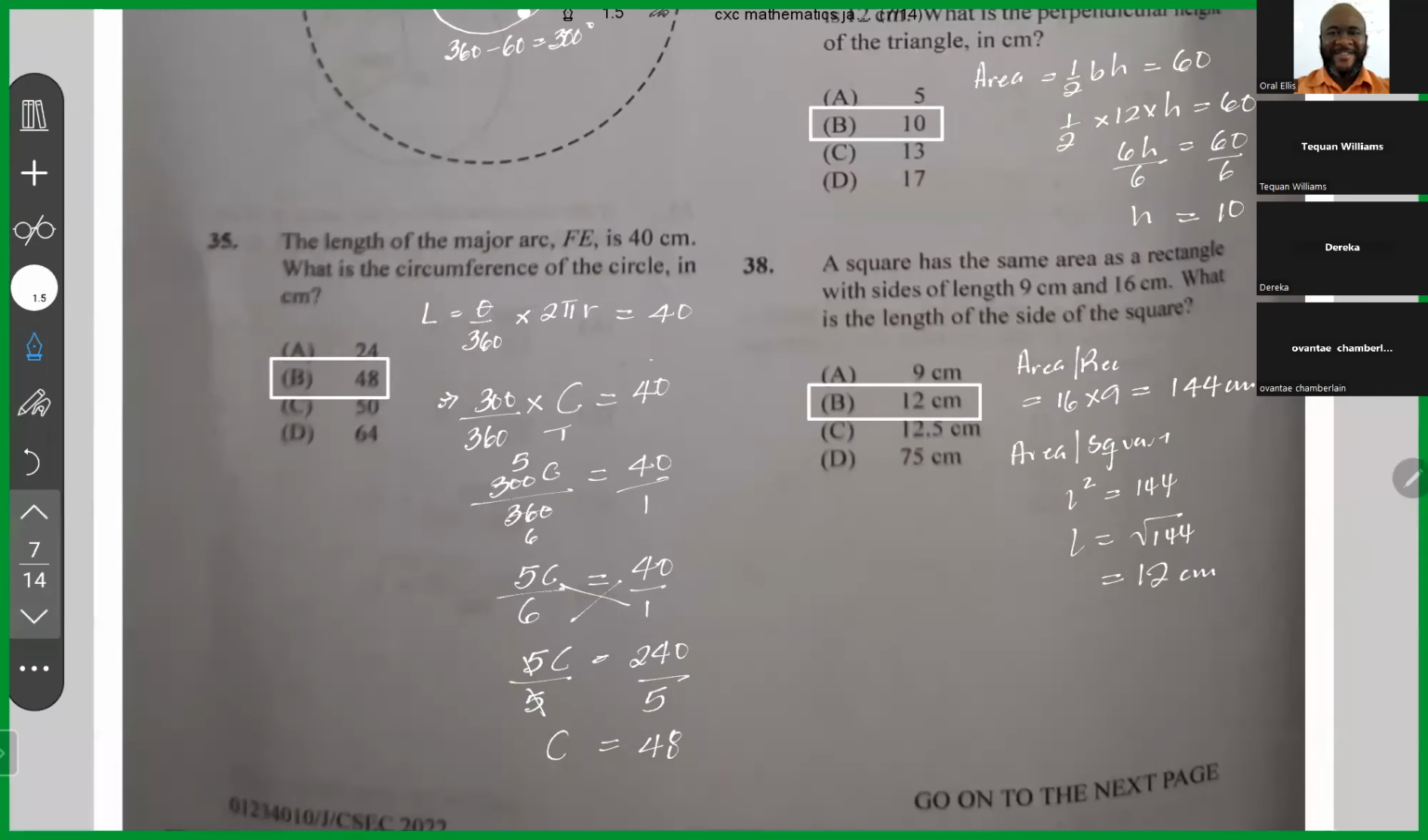38. I saw persons get 38 as wrong, which they shouldn't. We're told that a square has the same area as a rectangle with sides of length 9 centimeters and 16 centimeters. So the area of a rectangle is length times width. The length is 16, the width is what? 9. So 16 times 9 is 144.